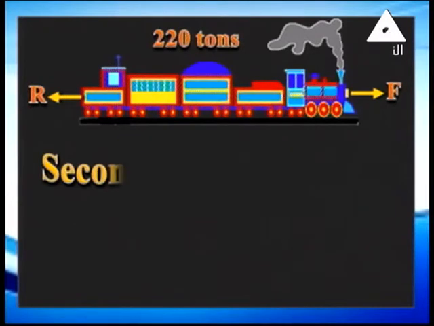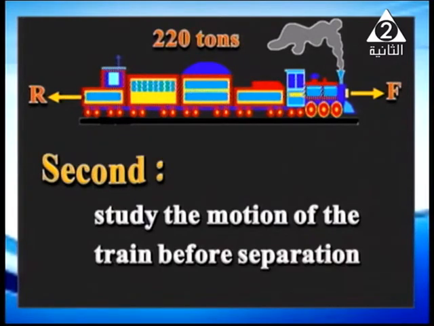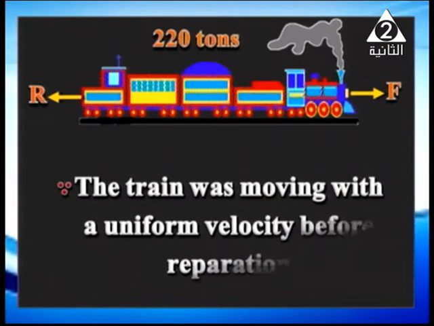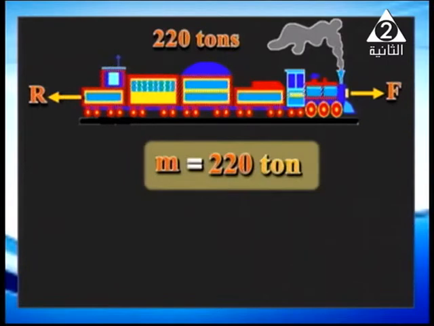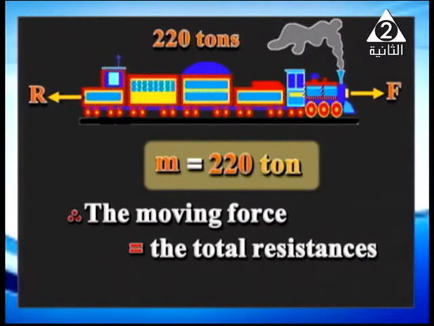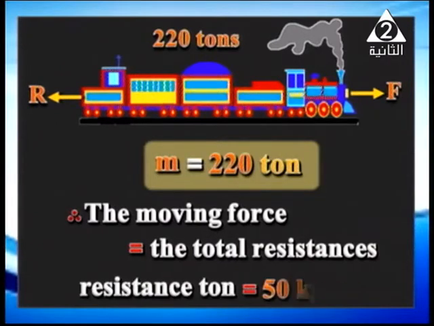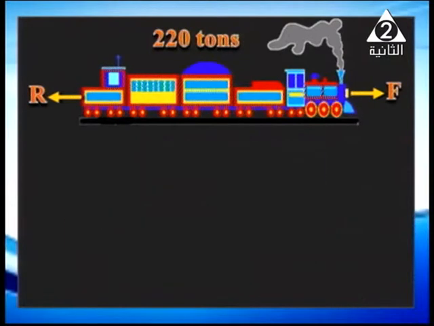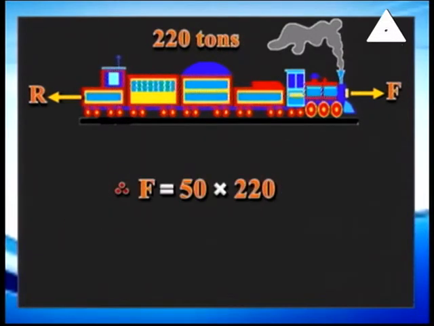Second, when we study the motion of the train before separation, the train was moving with uniform velocity before separation. M equals 220 ton. Therefore, the moving force equals the total resistance. Resistance per ton is 50 kilogram weight. Therefore, the force equals 50 times 220, which is 11,000 kilogram weight.